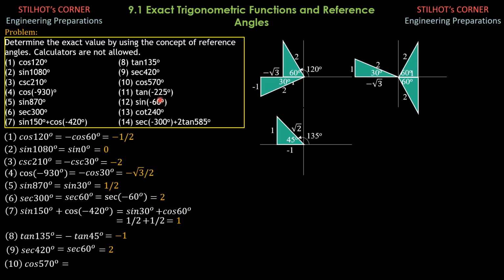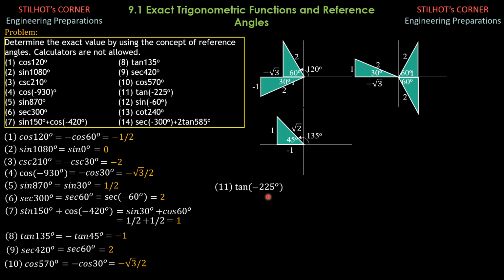Then 11, tangent of negative 225 degrees. Negative 225 degrees is from in clockwise direction 180, then another 45. That's negative 225. Therefore, a triangle in the second quadrant, this is also the terminal side of negative 225 degrees. So this is our guide. And tangent of negative 225 is like negative tangent of 45, opposite over adjacent. So it is 1 over negative 1. Therefore, it is negative 1.